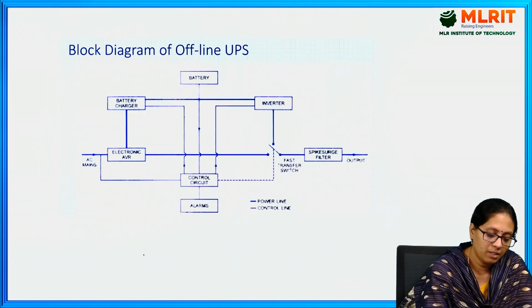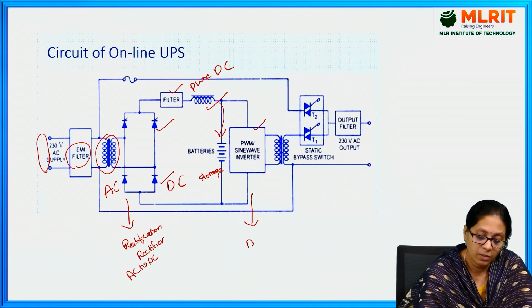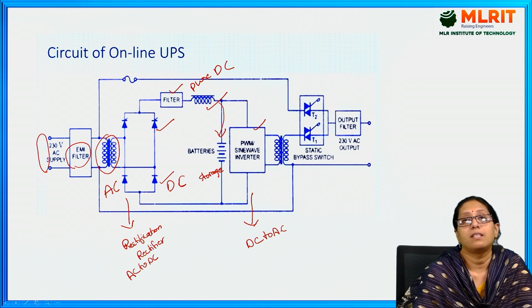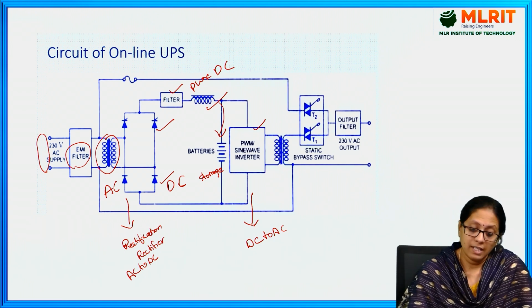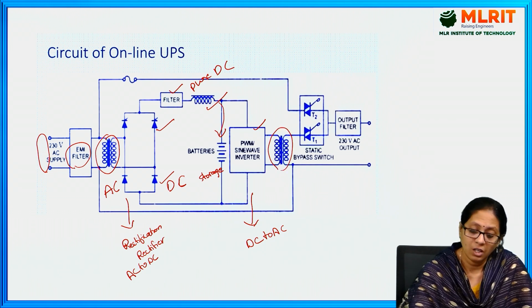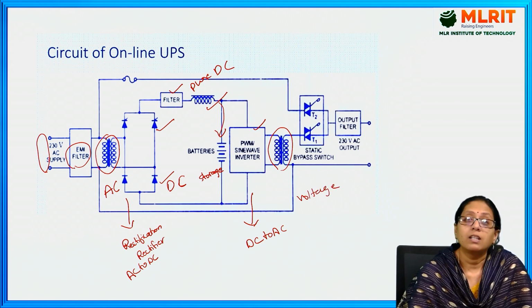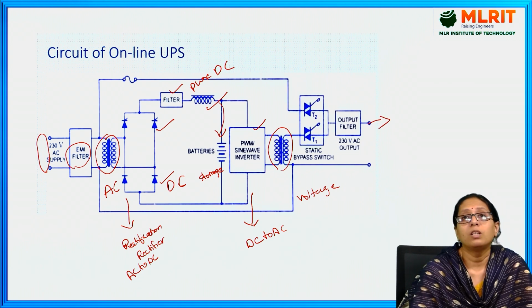So this is nothing but the rectifier, and this is the inverter. Here we are converting AC to DC, and here we are converting this DC again to AC. By using this inverter, we convert this DC to AC, and by using the transformer, we again change the voltage based on the load application, and the converted DC to AC power is connected to the output load.